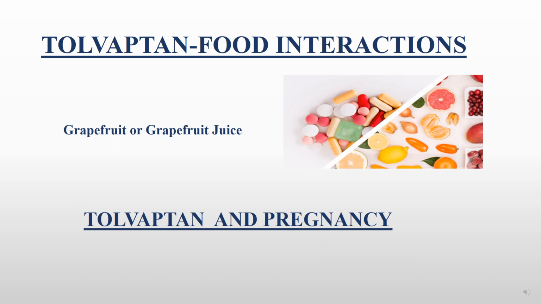The main food interaction or contraindication for tolvaptan is grapefruit juice. A chemical in grapefruit, suspected to be furanocoumarin, binds to CYP3A4 and inhibits or reduces metabolism of tolvaptan, thus increasing the drug concentration in blood, which can become toxic to the body. During pregnancy, as the FDA has categorized medications into A, B, C, D, and X, tolvaptan falls into the C category, where there is a moderate risk to the baby and mother.